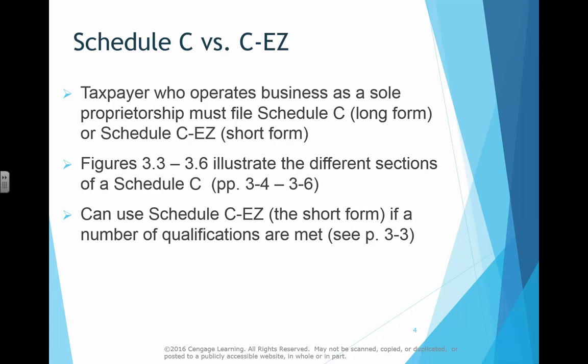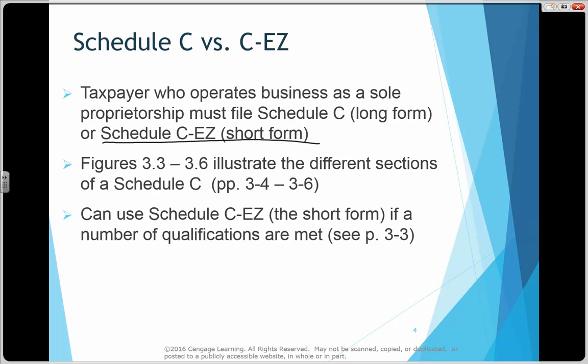So Schedule C, as you remember from the first week when we memorized our schedules, is for a trade or business. A CEZ is if you actually have a short form. And you can use the short form, the CEZ, if you meet a number of criteria. If you want to see those criteria, it's on page 3-3. I actually don't know them off the top of my head, so I'm going to go take a peek. I think it has to do with inventory, depreciation, home office, things like that.